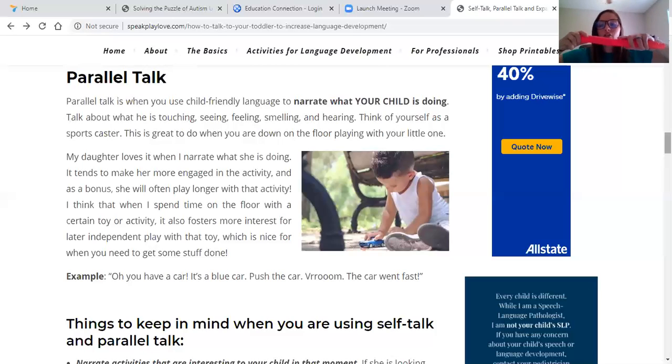Ooh, it's getting short. The red tube is short again. But you're narrating what they're doing, and you can add those concepts in. So you're adding verbs: pull, push, in, out. You're adding colors, sizes, and different descriptors. And those are also giving them more exposure to language. So same as self-talk, but you're not talking about yourself, you're talking about your child.